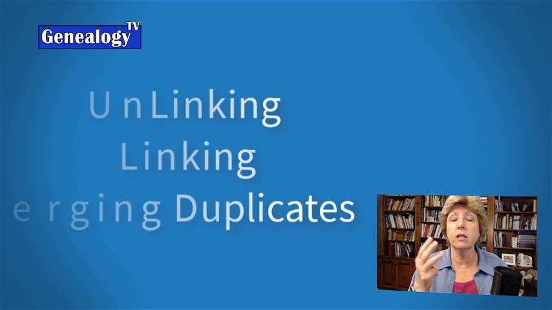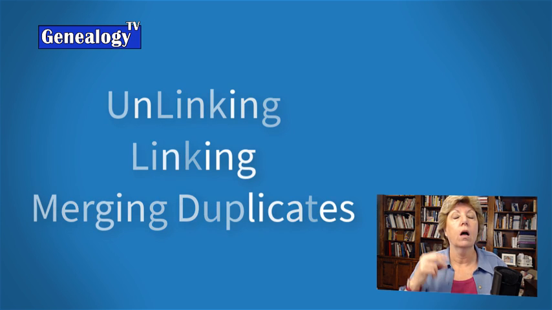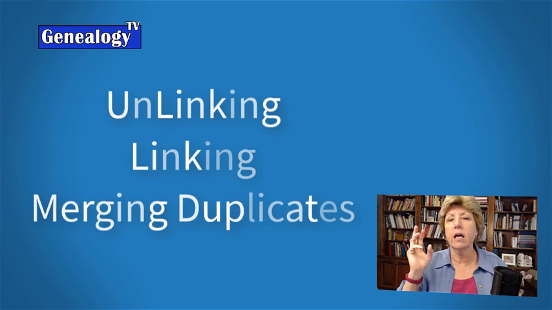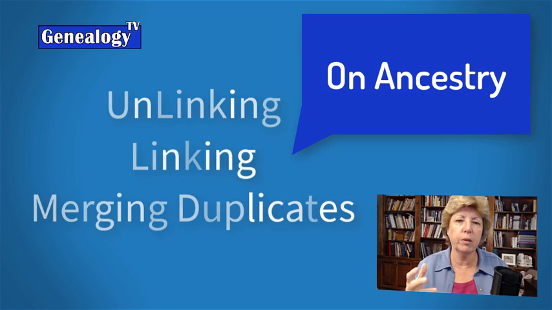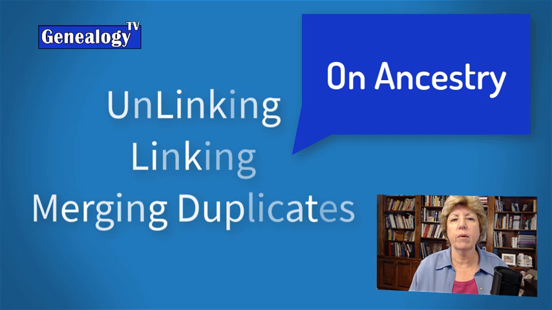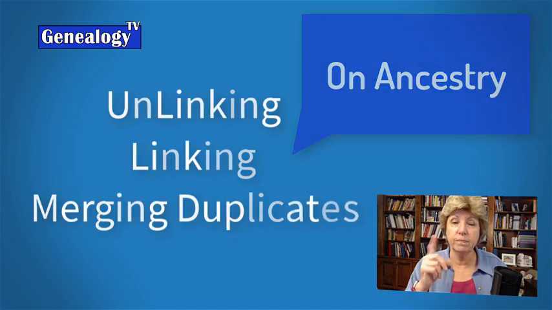We're going to talk about three things today. We're going to talk about unlinking someone that you accidentally linked to the wrong person, linking someone to the right person, and merging duplicates. So if you have multiple people of the same name that you know are the same person, we're going to talk about how to merge those duplicates together safely so that you don't mess up your tree. So we're going to talk about that in just a moment, right when we come back.